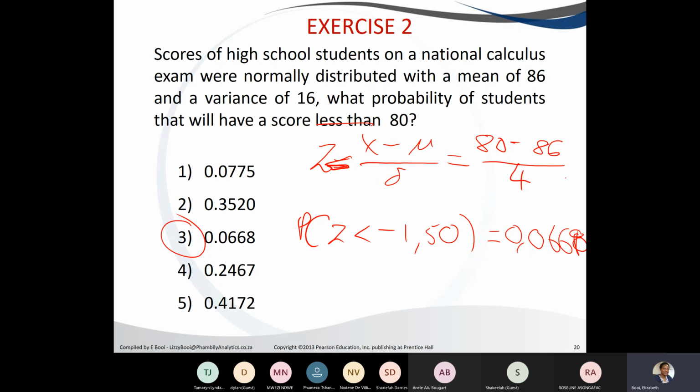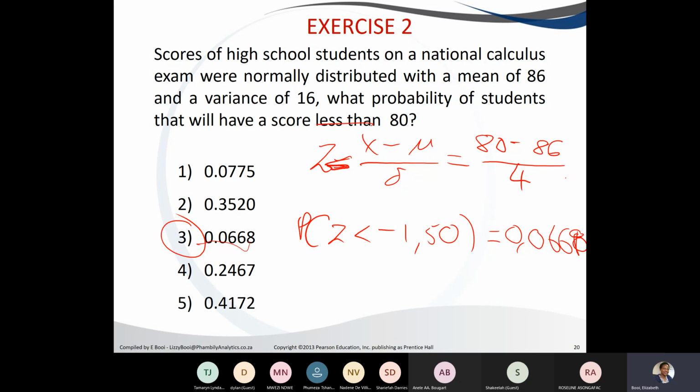We calculated this earlier. We find that 80 minus 86 divided by 4 was minus 1.50. So to find the probability of Z less than minus 1.50, we go to the table and we find that it is 0.0668, where we find minus 1.5 on the left and 0 at the top. Where they meet, that was the answer.